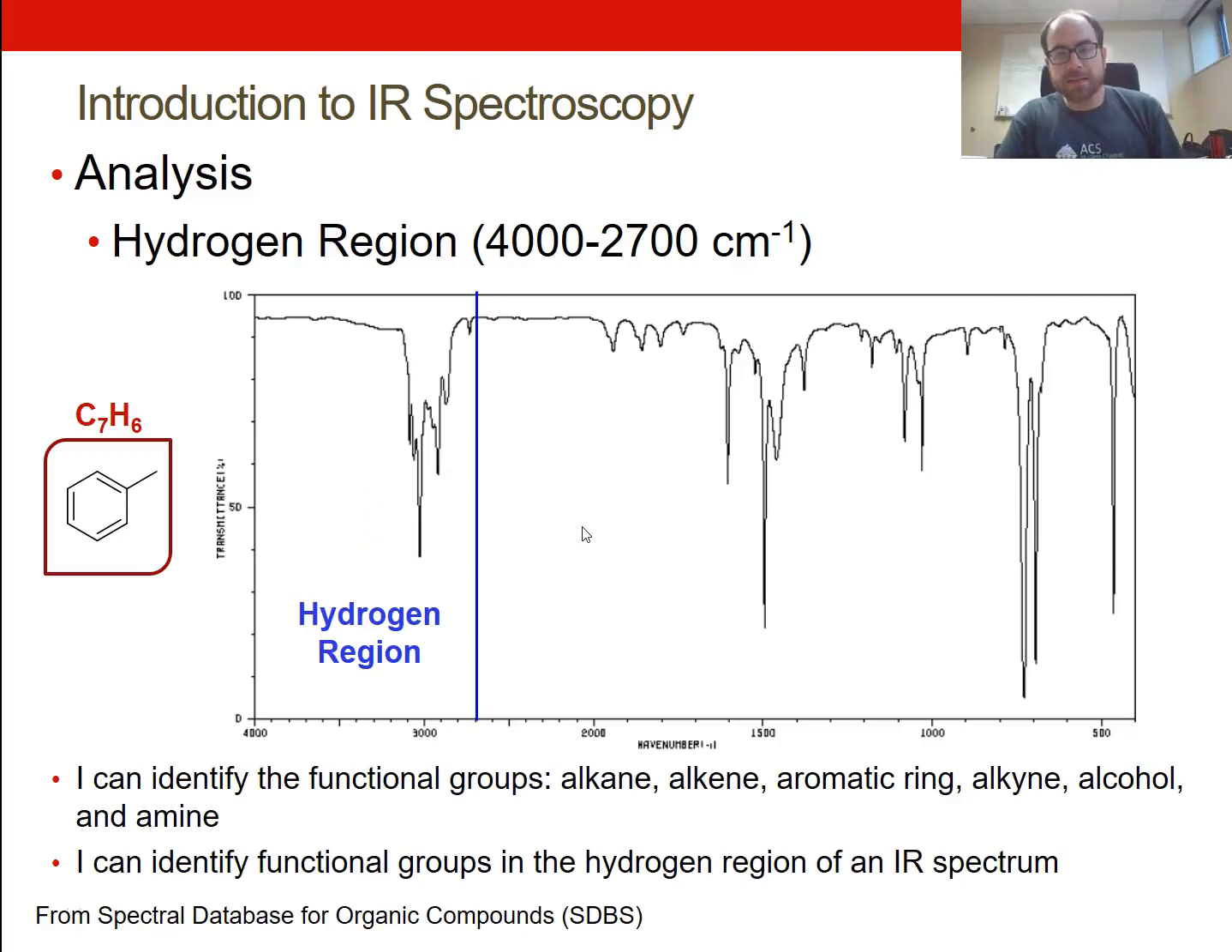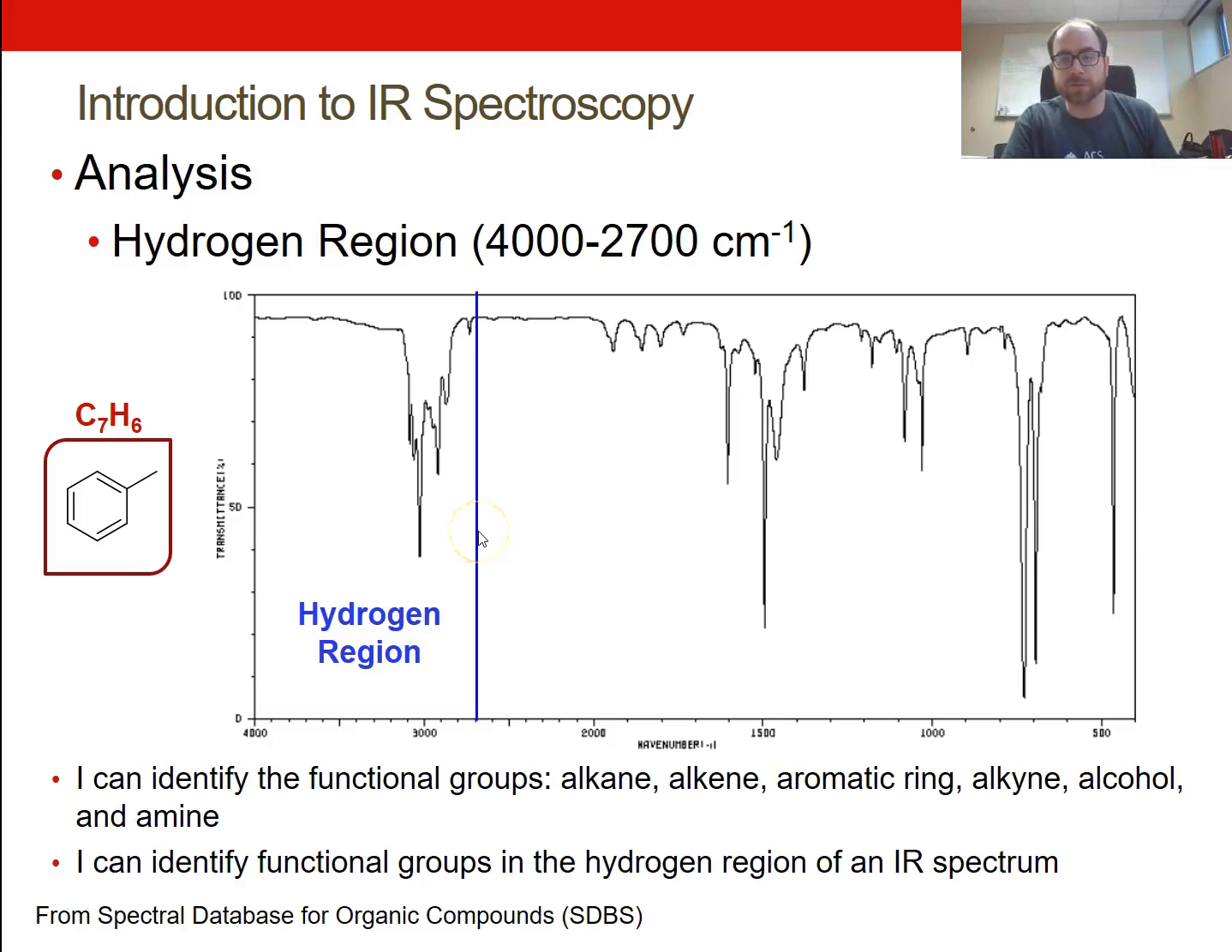Hello everyone. In this video we'll begin our discussion of how to analyze an IR spectrum. And we're going to start with a very specific region of the IR spectrum, what's called the hydrogen region. So this is between 4000 and 2700 wave numbers. And so this is the far left-hand side of the IR spectrum if you're looking at it.